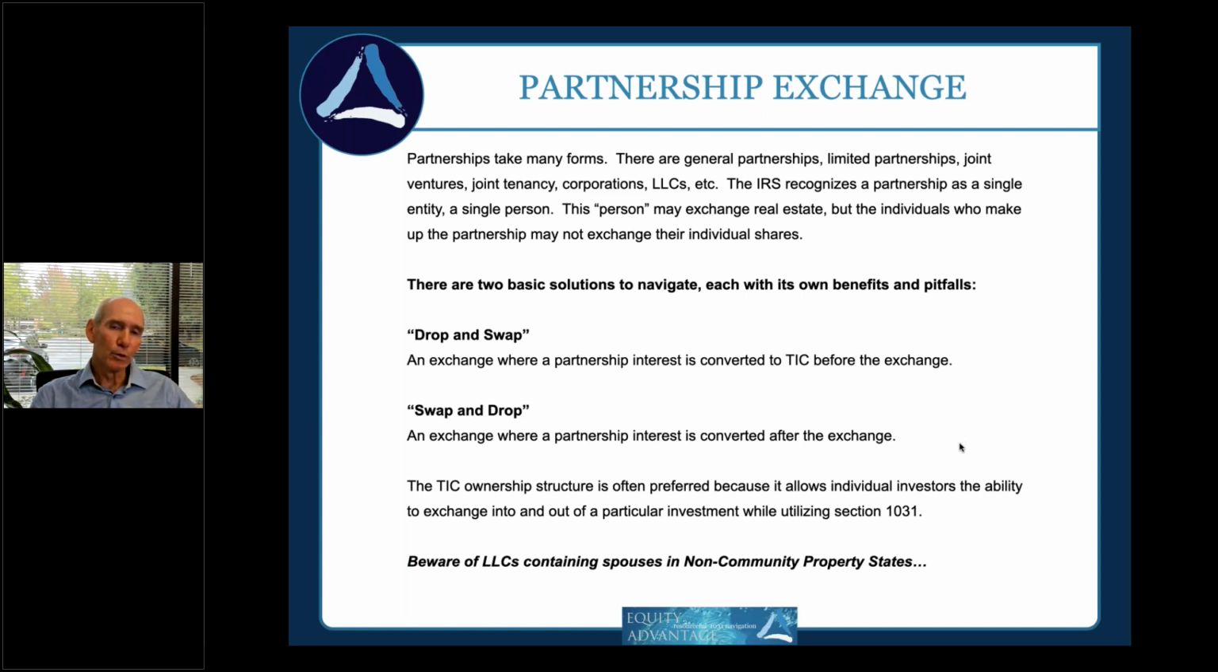And I tell people, look, when you're buying an asset, you think about what you're going to do going forward. So if you buy something jointly, make a lot of money on it, and it's jointly via a limited liability company, you've got in essence a partnership. Partnership interests are strictly prohibited from 1031 treatment. So we're going to have to do a drop and swap, or a swap and drop.